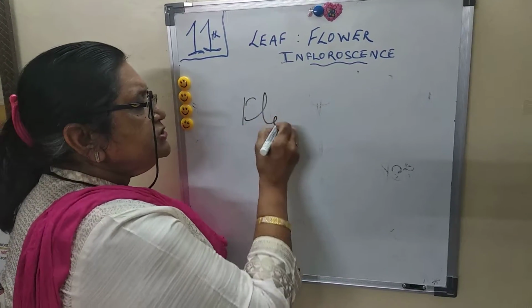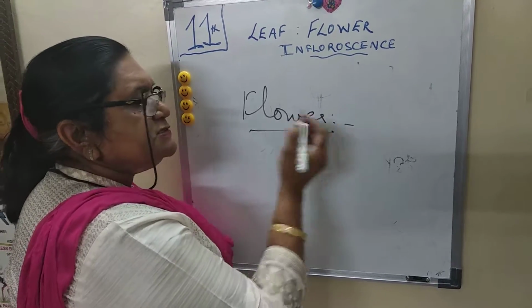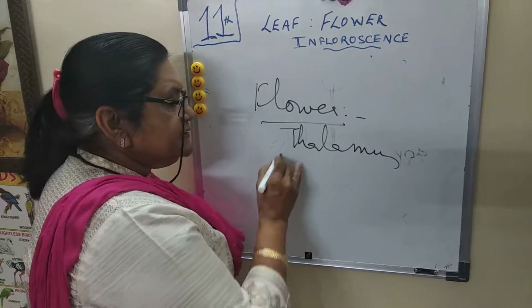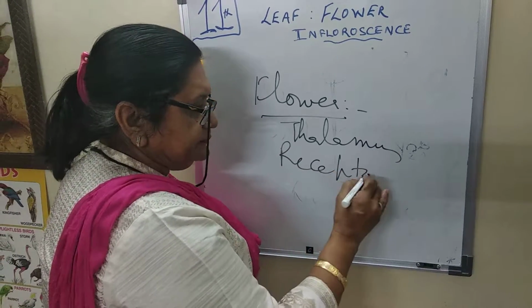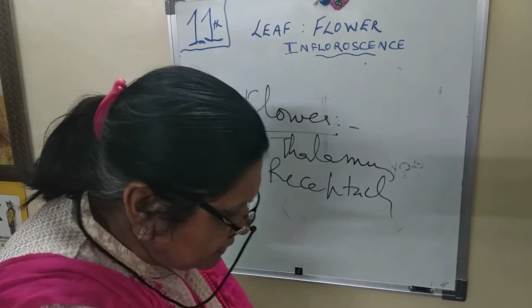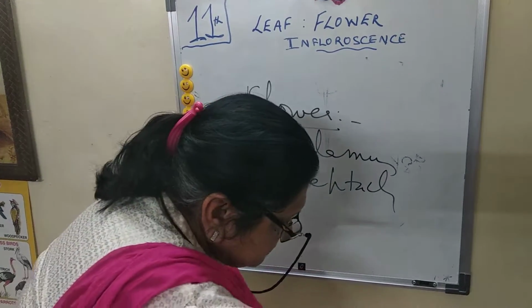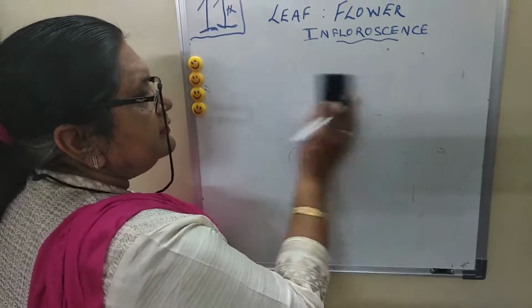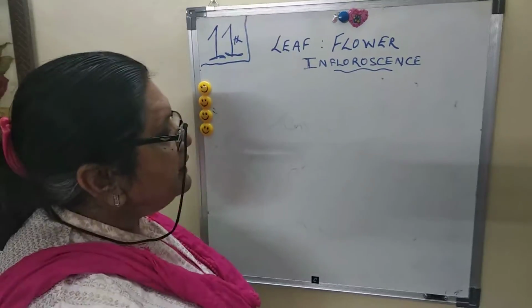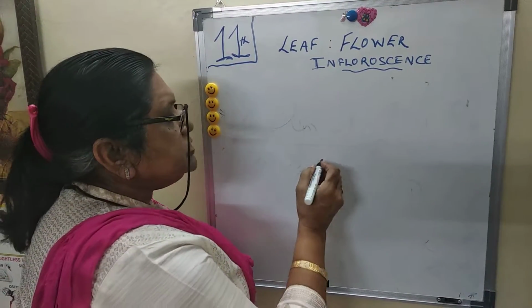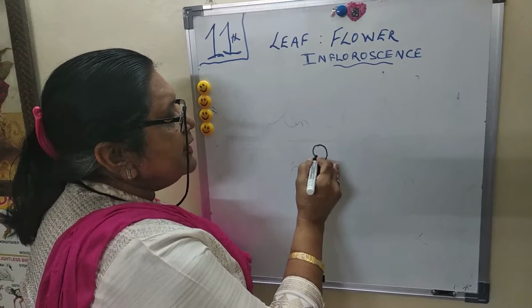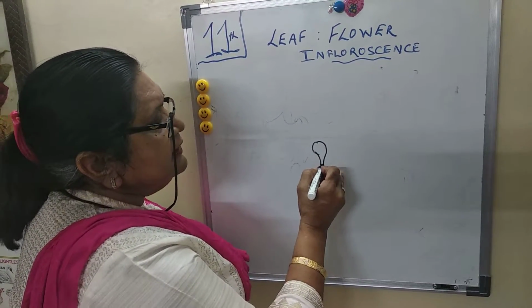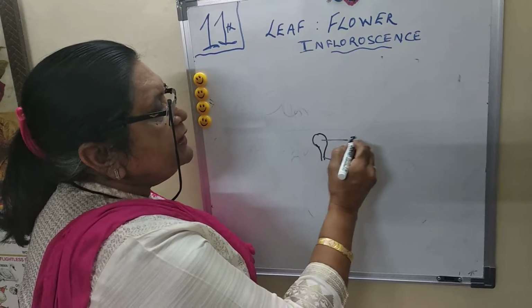Flower is a condensed shoot. Where is it present? On the thalamus, if it is swollen, or if it is flat, the receptacle. So the flower is present on these structures. Parts of the flower we have already done in the 9th class also. Now this is the thalamus, the swollen part, then having the pedicel and swollen thalamus.